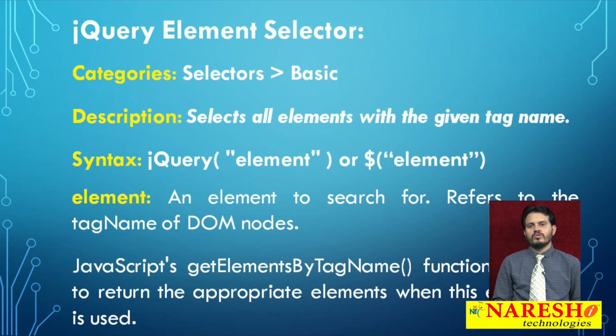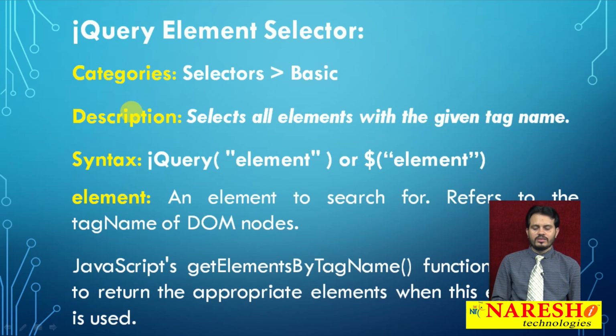This belongs to a category called basic selector category. So element selector in jQuery belongs to which category? Basic selector category, used to select all elements with the given tag name. So whenever we get a requirement to select all elements with the given tag name of an HTML element, then we must use element selector.